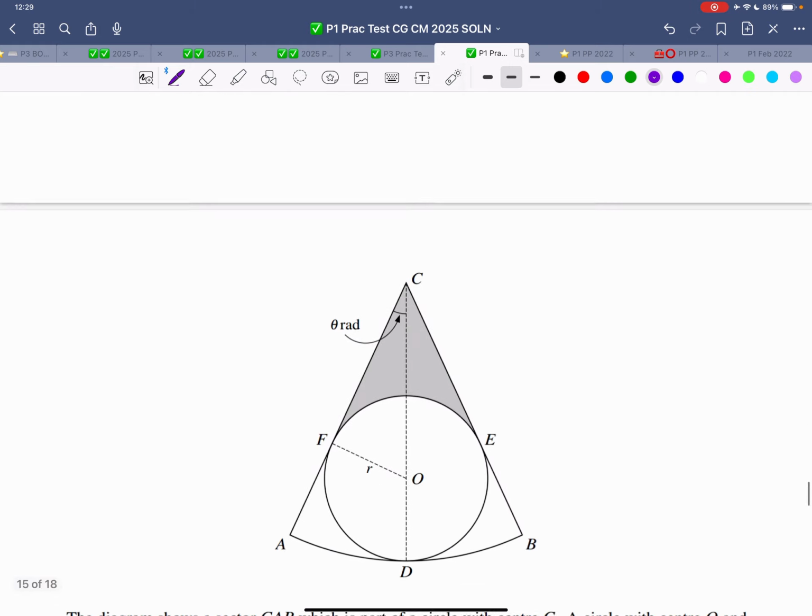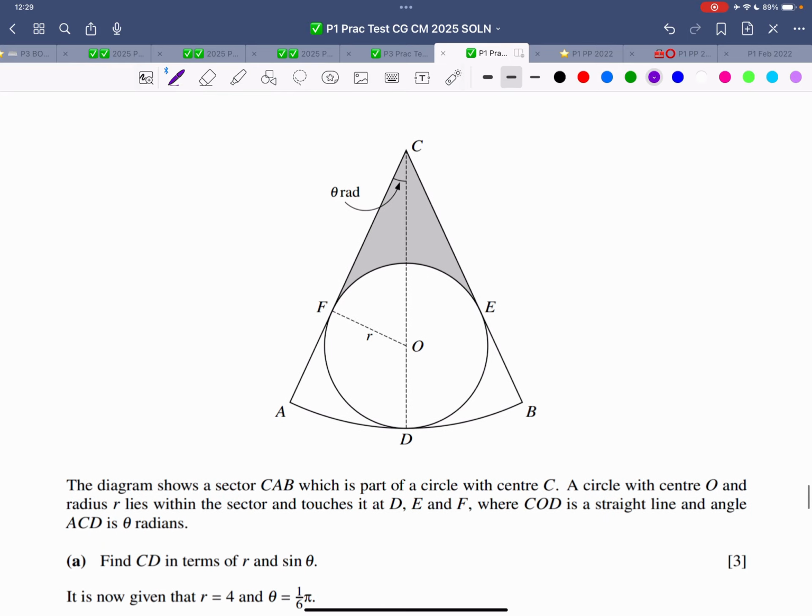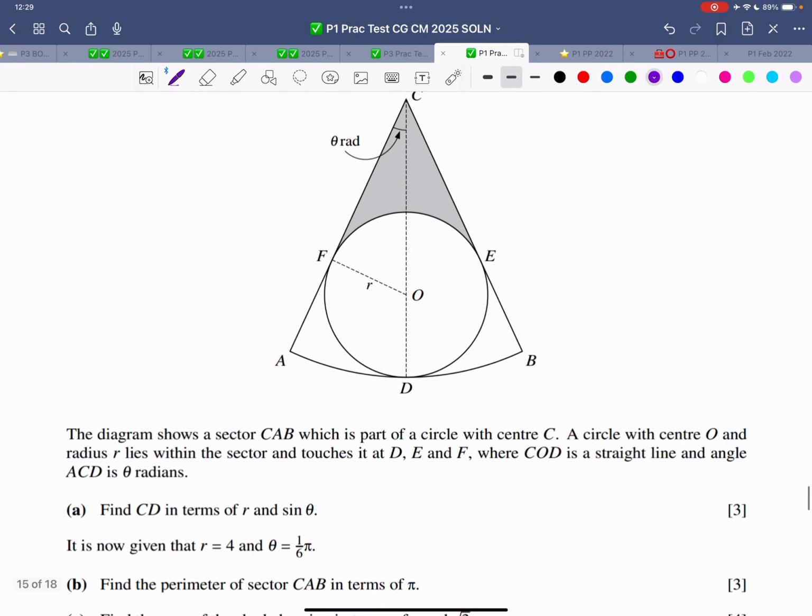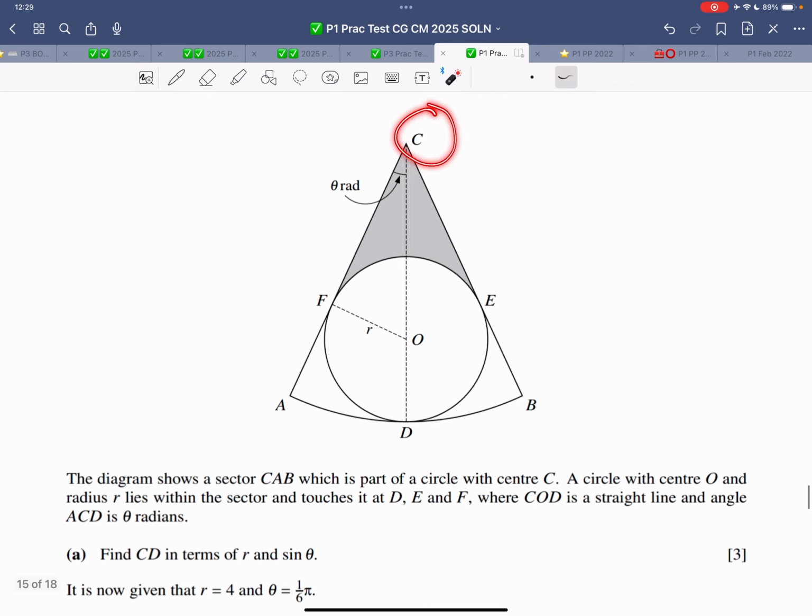So now let's move on. The last question, and this was a very nice question. The diagram shows a sector CAB. Where is the sector CAB? That is C, that is A, that is B. That means this one and this one will be the radius. The angle would be like this over here. A circle with center O and radius R lies within the sector and touches it at D. That means OF is R, OD is R, OE is R.